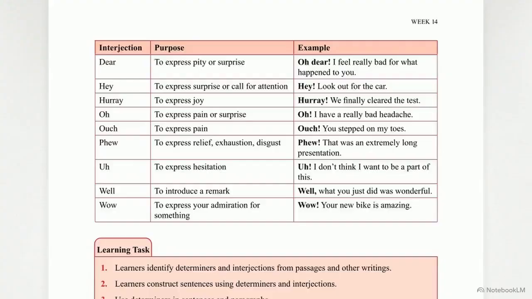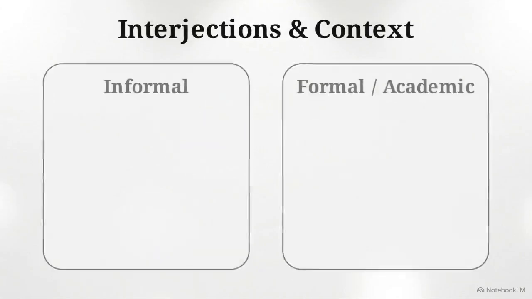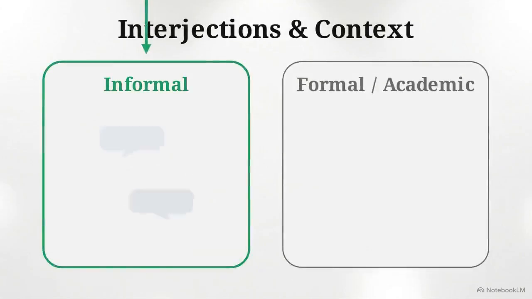Moving from precision to emotion, we have interjections. This table outlines words used to express sudden feelings or requests. The most important rule for an interjection is that it is entirely disconnected from the grammatical structure of the sentence. Different words map to entirely different human reactions. You shout hooray to express joy when clearing a test, but use ouch to express pain when someone steps on your toes. Because they are so driven by emotion, you have to watch your context.